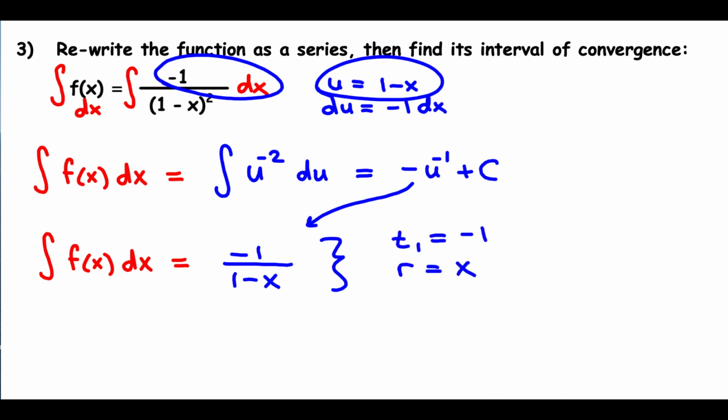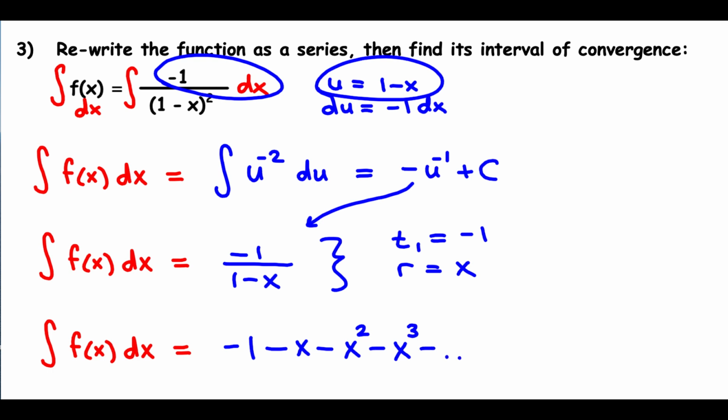Term 1 is negative 1. The common ratio is x. So I can simply write this term by term. Okay, term 1 is negative 1. If you keep multiplying by x each time, it's going to stay negative, and the exponent will just keep growing. Okay, so you get the idea. Eventually, we're going to land on minus x to the n when we get up to the last term.